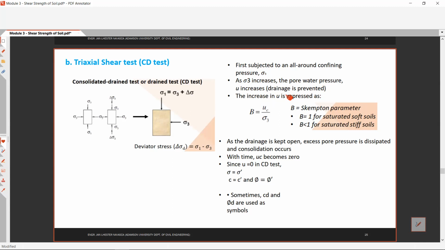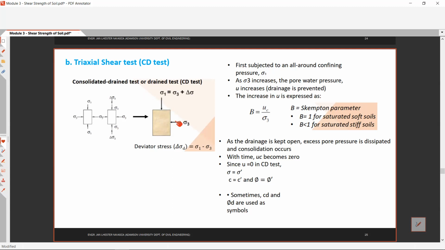Okay? So it prevents the drainage of pore water pressure. Then the increase in the pore water pressure is expressed as the Skempton parameter. So the Skempton parameter is U sub C over sigma 3, or your pore water pressure and your sigma 3, or the normal stress here, in this one.